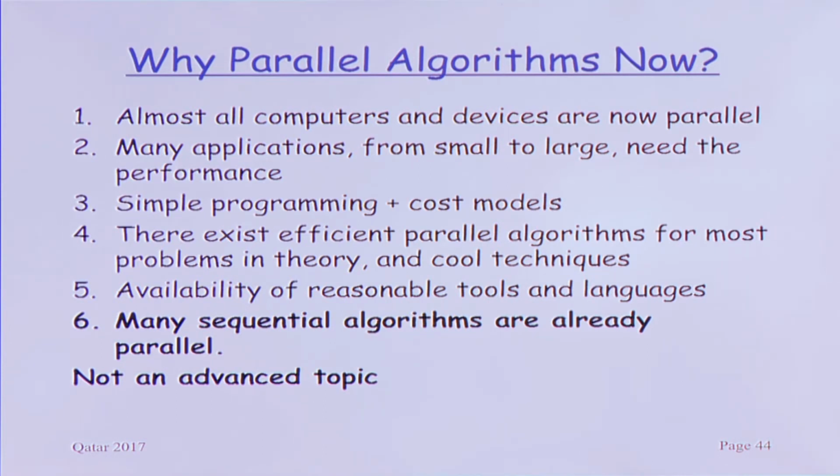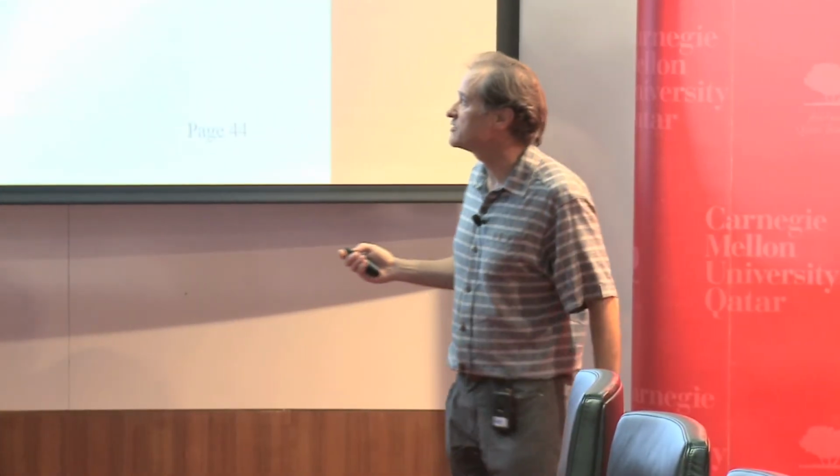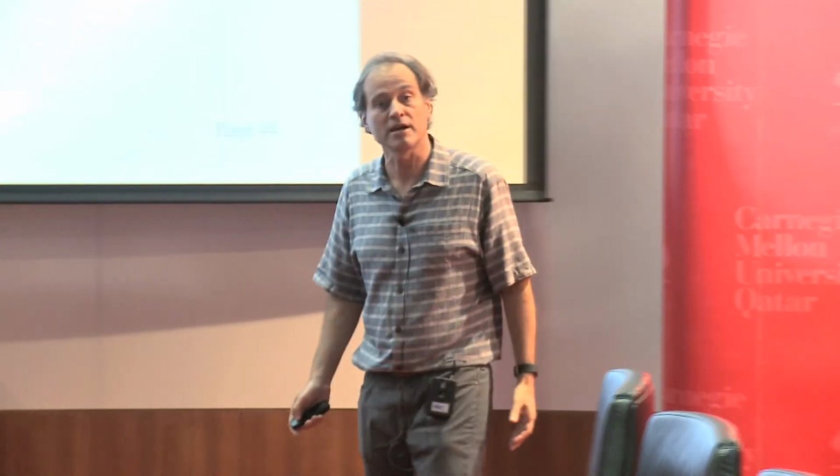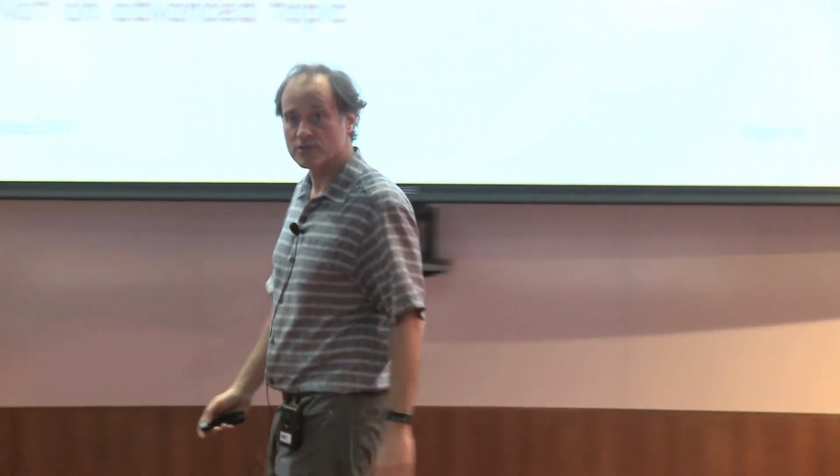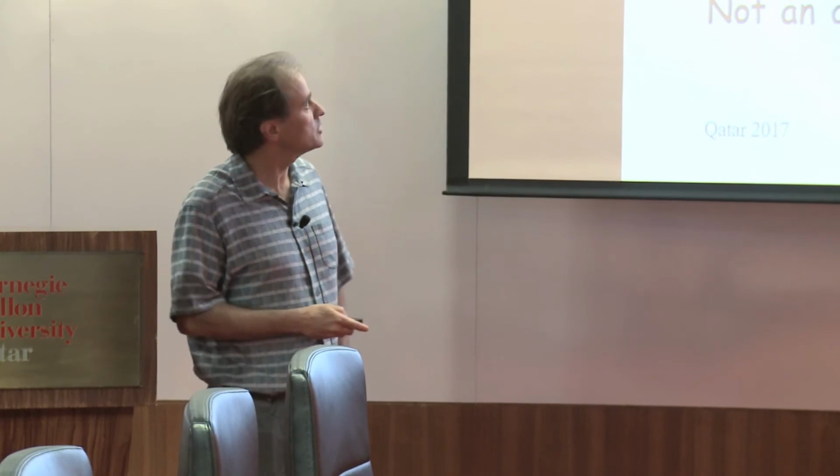The last point I was making is that, again, this is not rocket science. Many parallel algorithms are no different than the sequential. Or the other way to say it is many sequential algorithms are already parallel if you think about it. Quicksort is a good example of that. And summation, maybe you have to change it a little bit, but it's reasonably easy to think about how you would add a bunch of numbers in parallel.